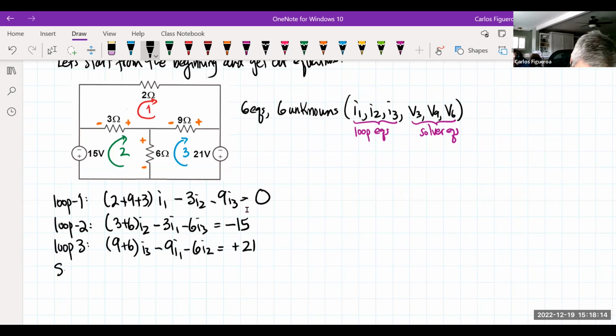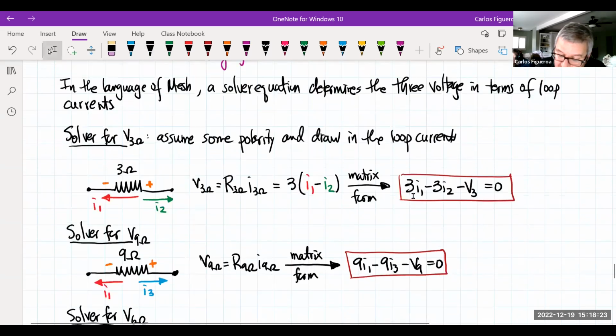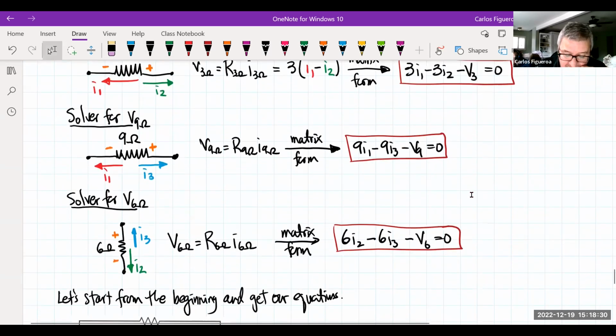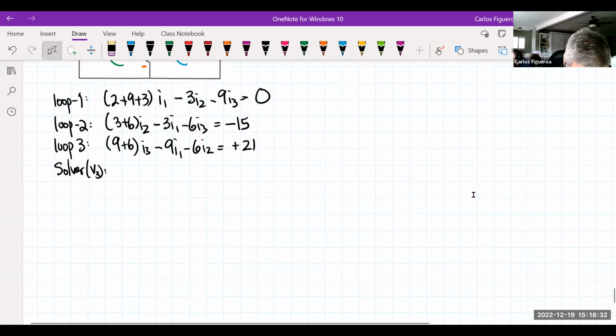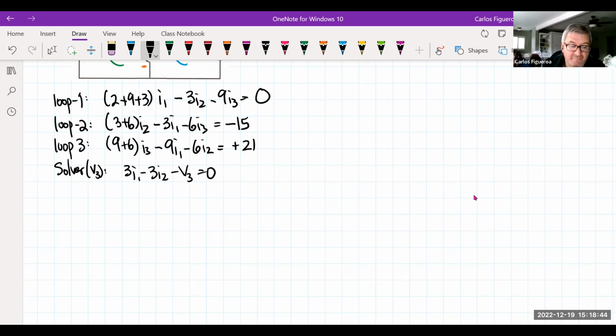Let's go to the solvers. This is the solver for V3. Now we just wrote these. So here's V3. It's 3I1 minus 3I2 minus V3 equals 0. So I'm just going to write that. I'm going to get 3I1 minus 3I2 minus V3 equals 0. Okay, let's go to the next one now.